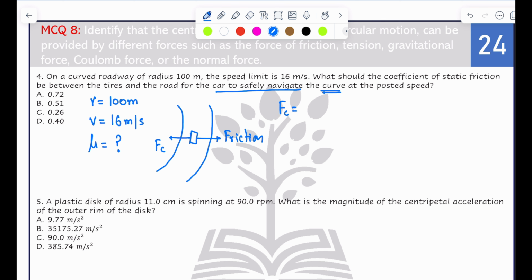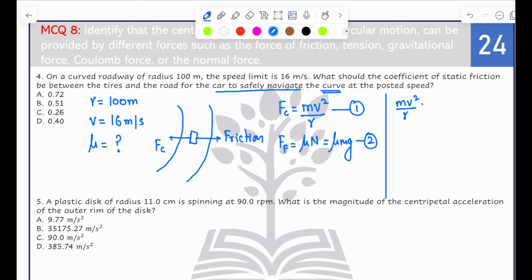As we know, what is FC? M V square over R. What is friction force? Mu times of N. What is N? Or you can say mu times of mg. This is your equation number 1, equation number 2. Solve them. Both are equal because the system is balanced. So mv square over r is equal to mu times of mg.